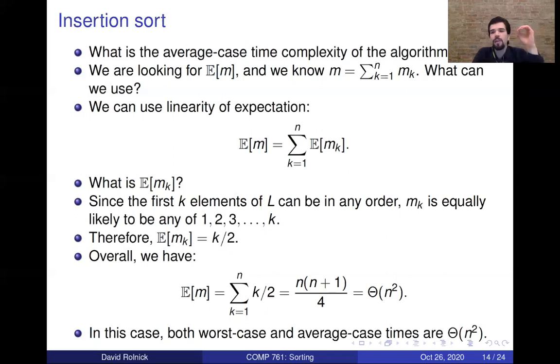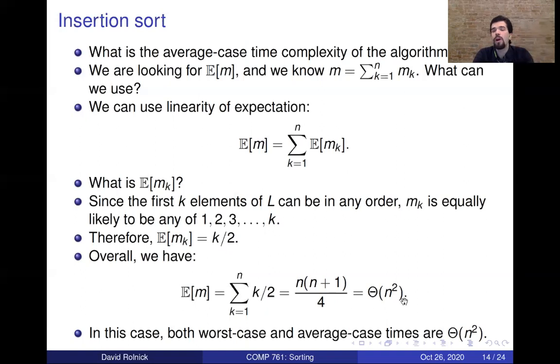Could I walk through exactly why this ends up being big omega? So this is theta of n squared, which means that it is both big O of n squared and big omega of n squared. Big O of n squared means that it is asymptotically less than or equal to n squared. And n times n plus 1 over 4 is asymptotically less than or equal to n squared, because it is literally less than or equal to n squared.